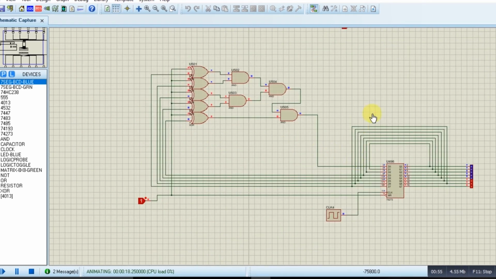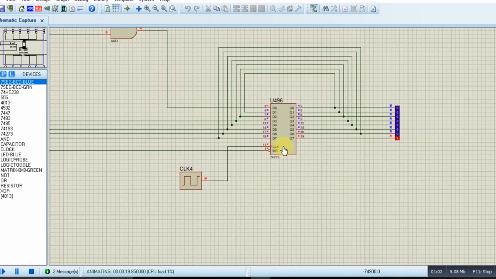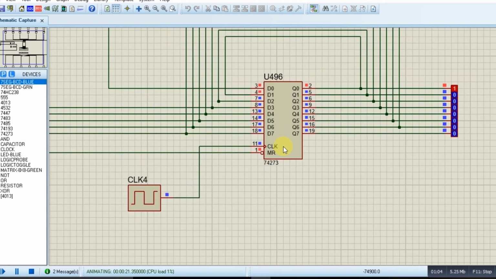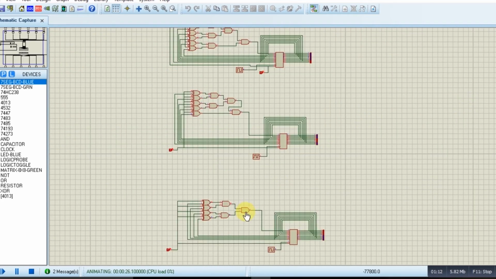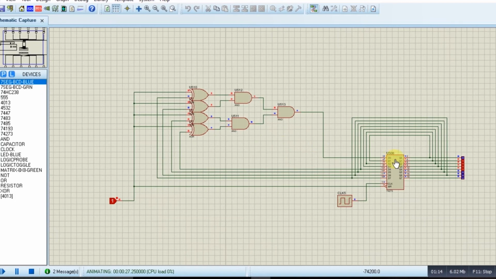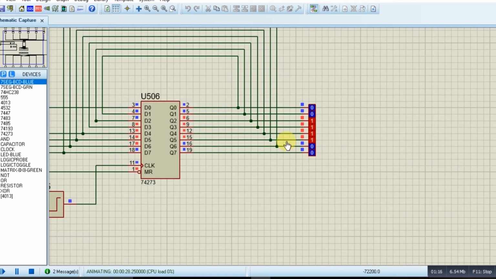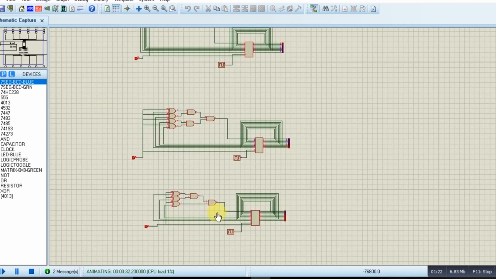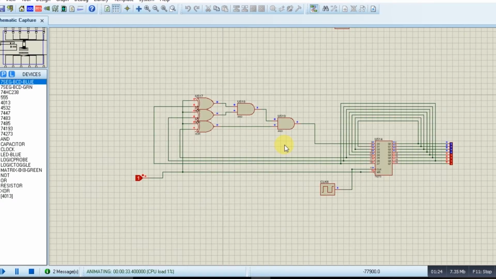The designing of the 3-bit propagation length block is almost similar to that of the 2-bit propagation length block. For this designing also, we have used a 74273 shift register IC, and at the outlet we can see the propagation of 3 bits. And similarly, this one is the 4-bit propagation length block. And this one is the 5-bit propagation length block.